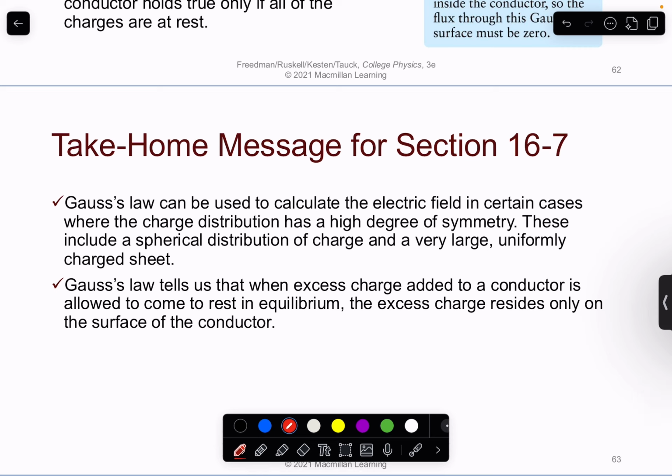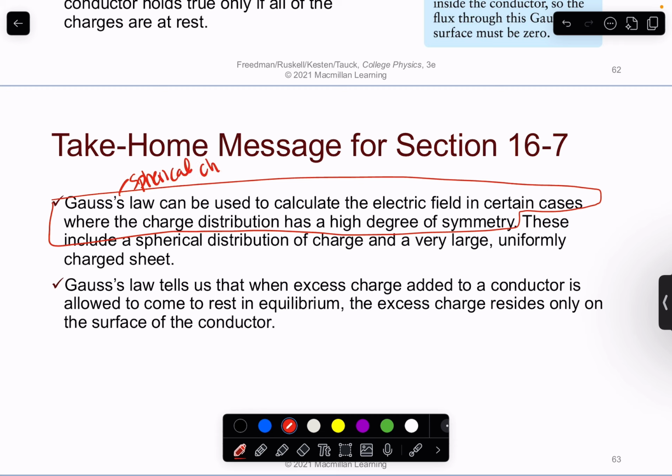So the part of chapter 16.7 that I want you to focus on is how Gauss's law can be used to calculate the electric field in certain cases. The case being spherical charges, three-dimensional spherical charges. Okay? So that completes chapter 16.